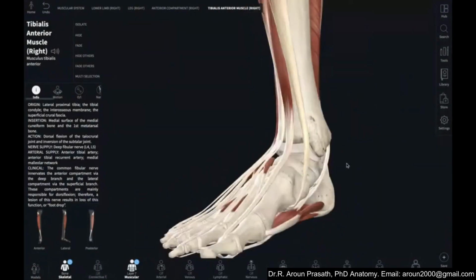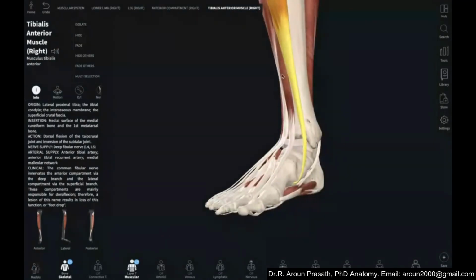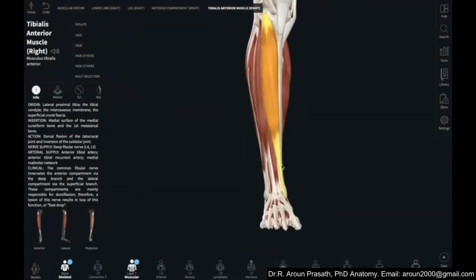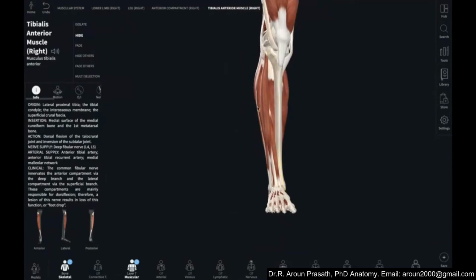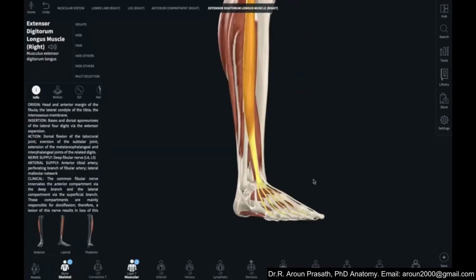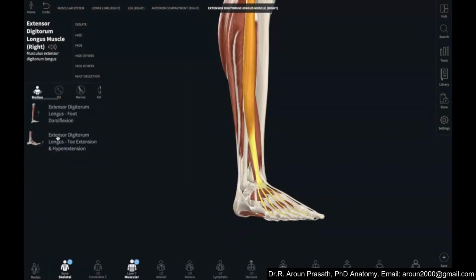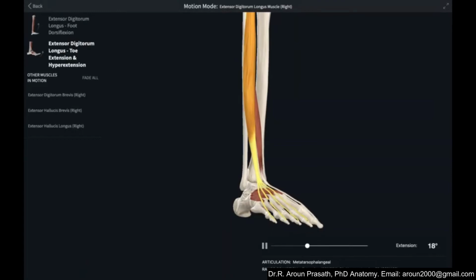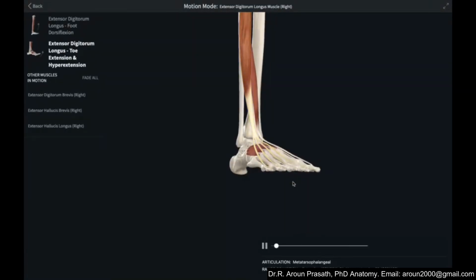Now this is the muscle present in the anterior aspect of the tibia. Now I will remove that. Then you have the extensor digitorum longus muscle. See, the name extensor means it does the extension movement. Digitorum means it is going to the digits. Longus means the muscle tendons are very long, so it is called extensor digitorum longus, and it does extension of the digits.